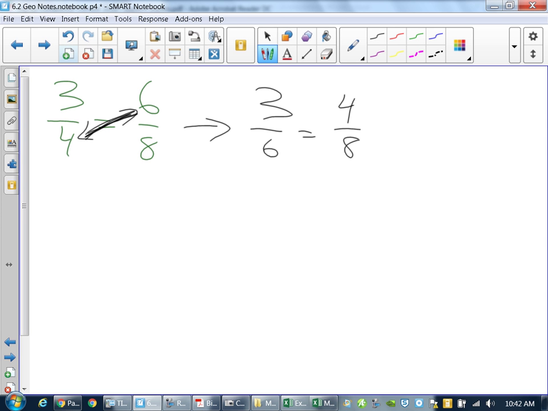Same thing if I went the other way. If I said 8 over 4, isn't that the same thing as 6 over 3? If I switched them the other way. Yes, ma'am?